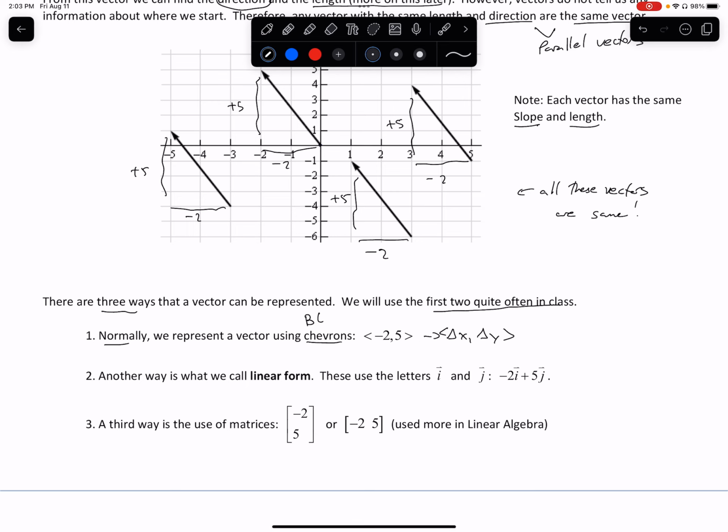Another form is linear form. Now, linear form is very neat. If you're in physics, you might have seen this before, maybe not. It just depends. And we use the letters i and j. We're going to spend some time in a couple of days talking about what i and j represent. But just to give an idea, i is what we call the unit length in the x direction, where j is the unit length in the y direction.